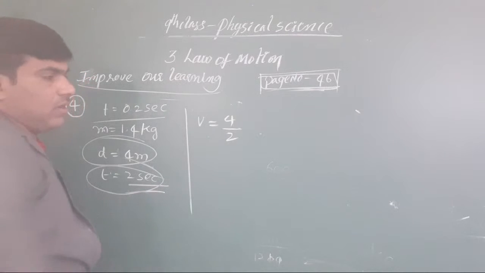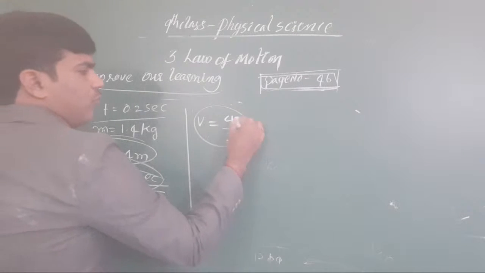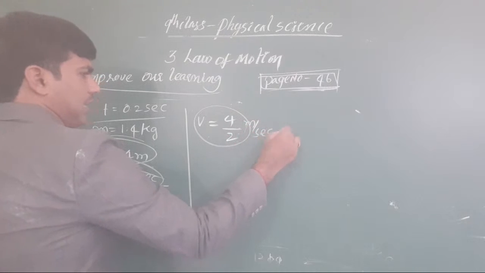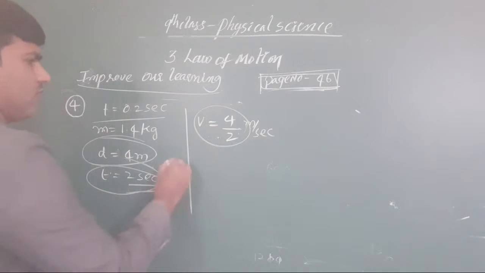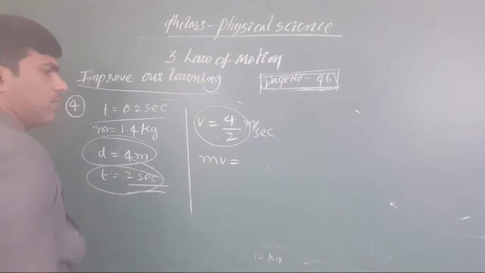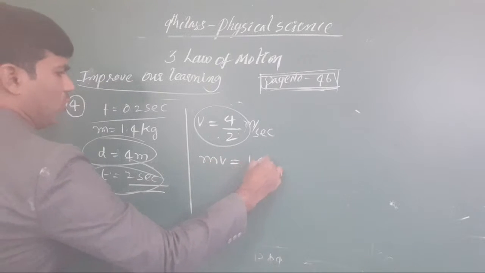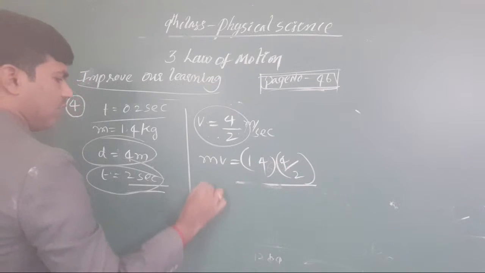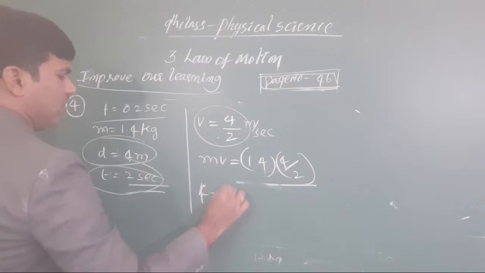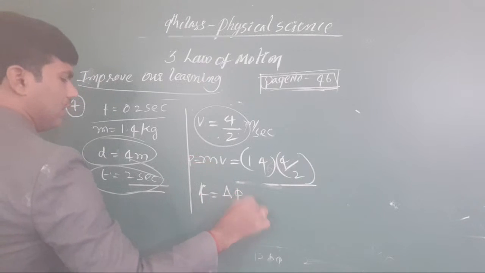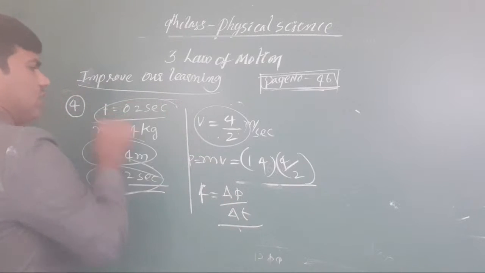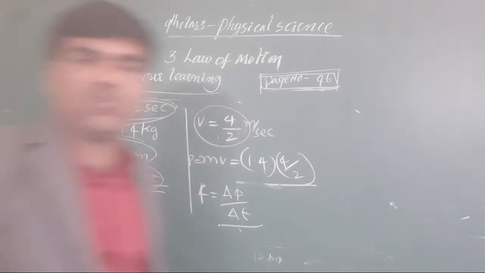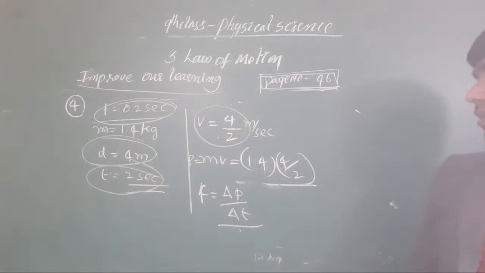You have to take v equal to 4 by 2, that is in meters per second, and the velocity is obtained. Now you have to find the momentum. That is 1.4 into 4 by 2, and then you take the change of the momentum. Force is equal to del P by del T. Considering the 0.2 seconds here, you will get the answer of 14 newtons. Okay, got it or not? Check it out, that is the fourth answer.